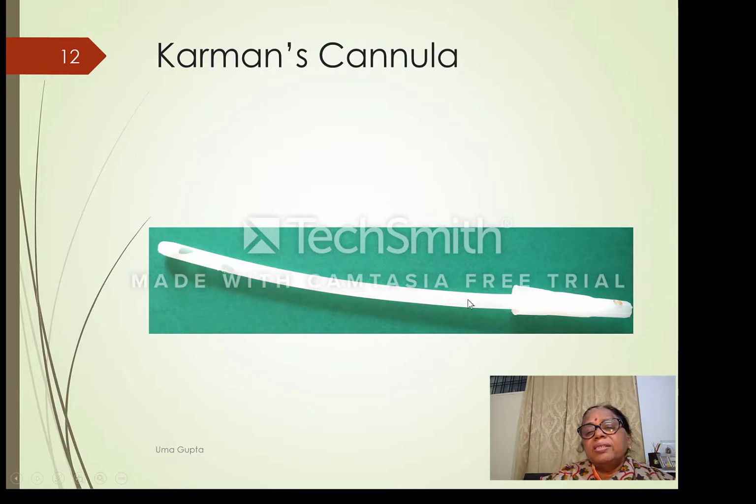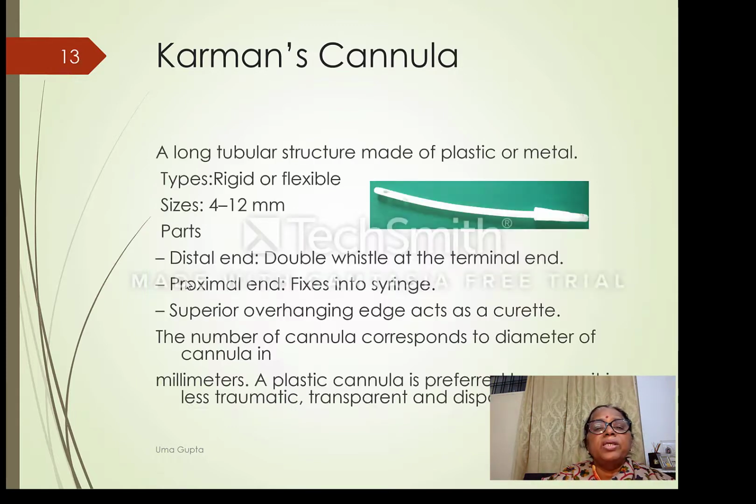This you can see is a plastic cannula. It goes by the name of Karman's cannula. It is open at both the ends. This end is connected to the suction apparatus, and here there are holes, the apertures, which are also called as a whistle, from which the products of the conceptus or the mole will be drawn, because a negative suction is created by introducing the cannula inside the uterine cavity.